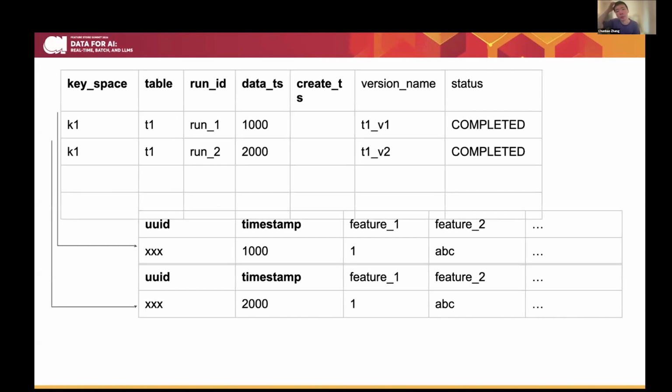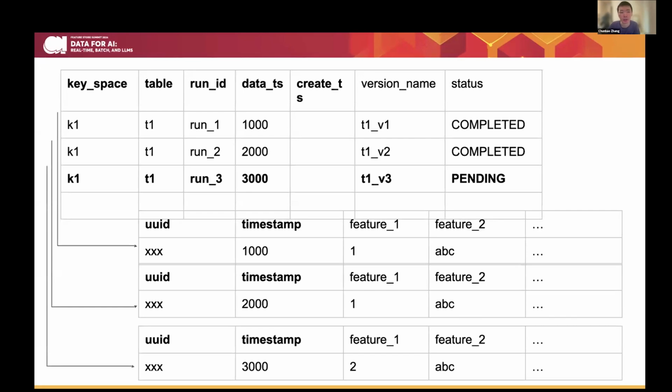Let's have an example. For this case, we say that we want to keep the latest 2 compute versions. So that's our start point. Now we have 2 compute versions. Version 1 points to a table with timestamp 1000, and version 2 comes with a timestamp of 2000.